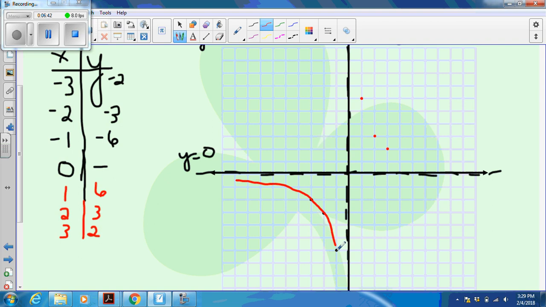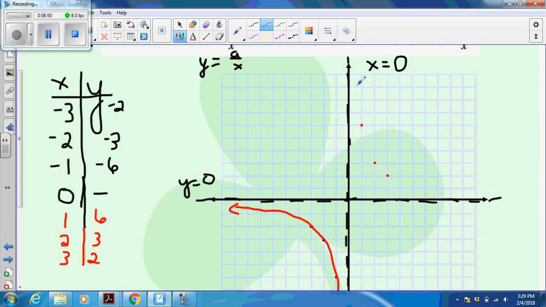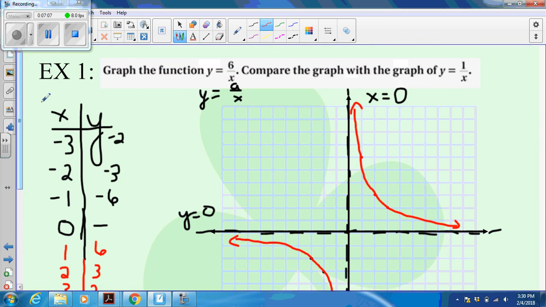I'm going to connect the points. So this one goes down here. And in my first quadrant, it comes up like this. So it kind of looks like a decaying exponential, and this looks like more of a logarithmic function. Okay. So this is basically the graph of y equals 6 divided by x.